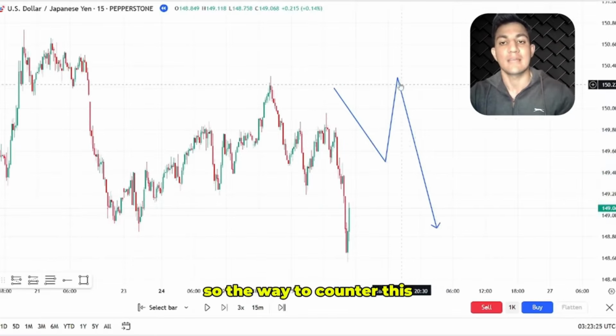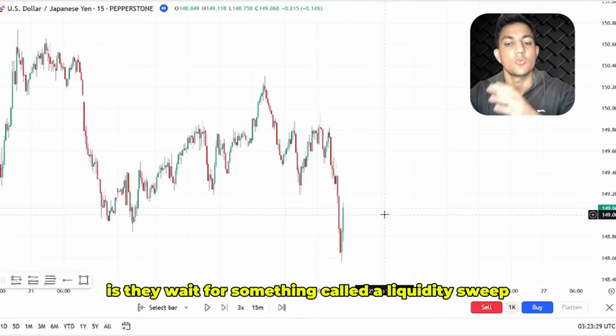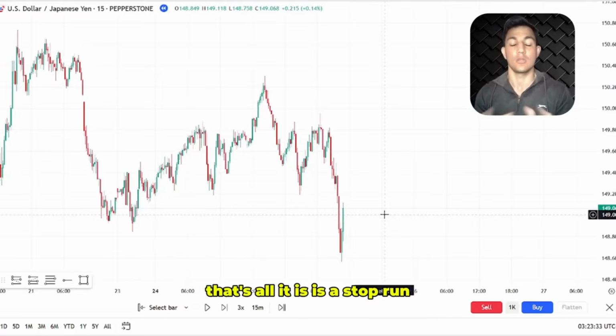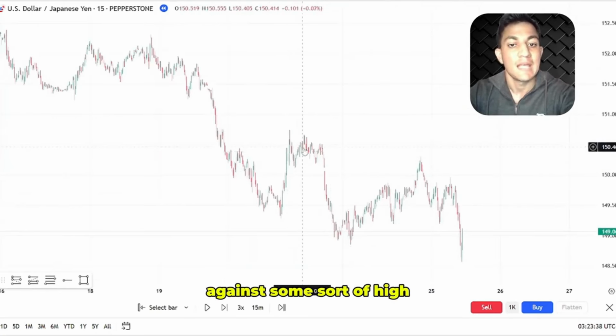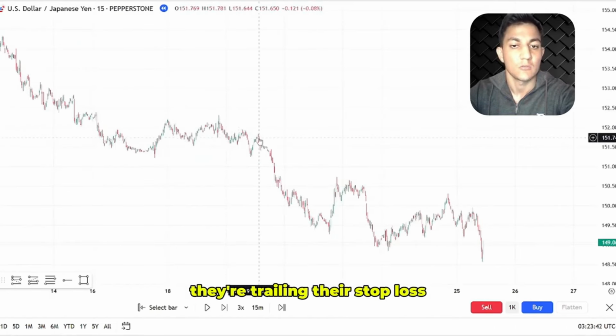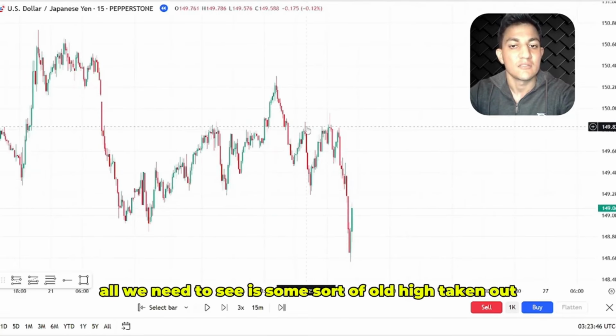So the way to counter this, and what smart money traders do, is they wait for something called a liquidity sweep, which is simply just a stop run, right? That's all it is, a stop run. And because we're bearish, we want to see a stop run against some sort of high, right? Because lots of people are shorting, they're trailing their stop loss at this high, this high, this high, this high.